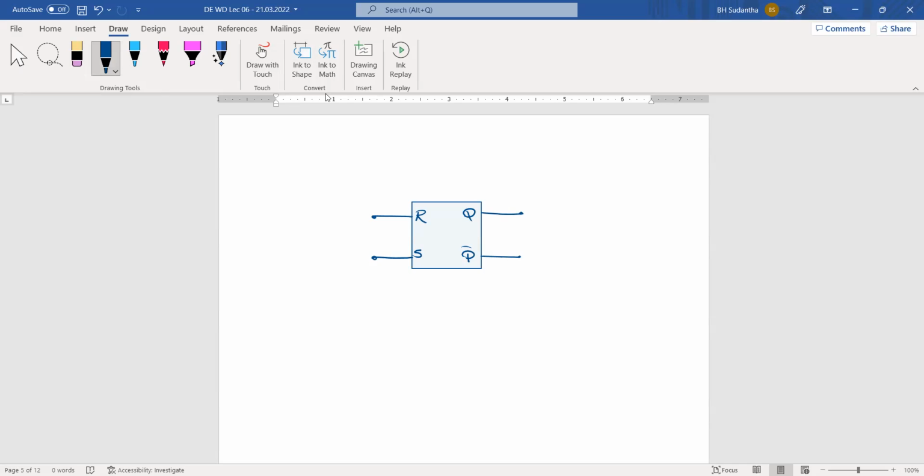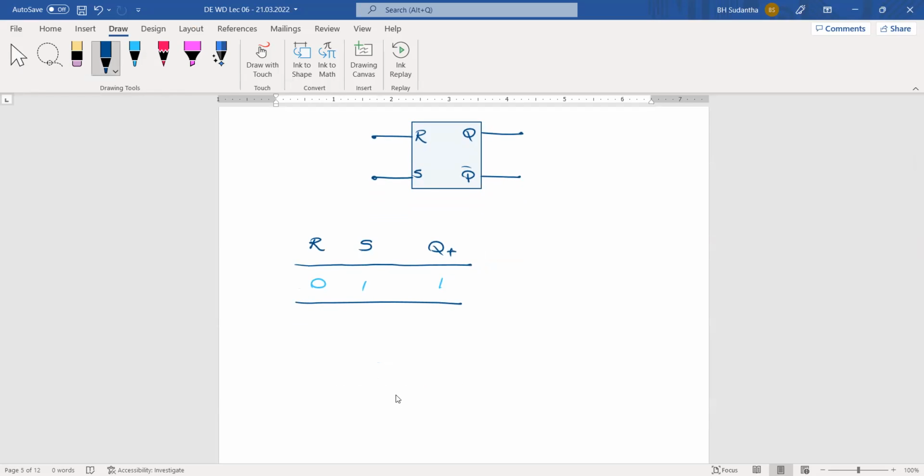Okay. Assume that in this case you have this R and S value. Then depending on this value, you will have this output value also. At one time, you have given 0, 1 to these inputs. Then what will be the output? Output is 1. Why? We asked to set. Okay, then next time, we want to change these input values to.